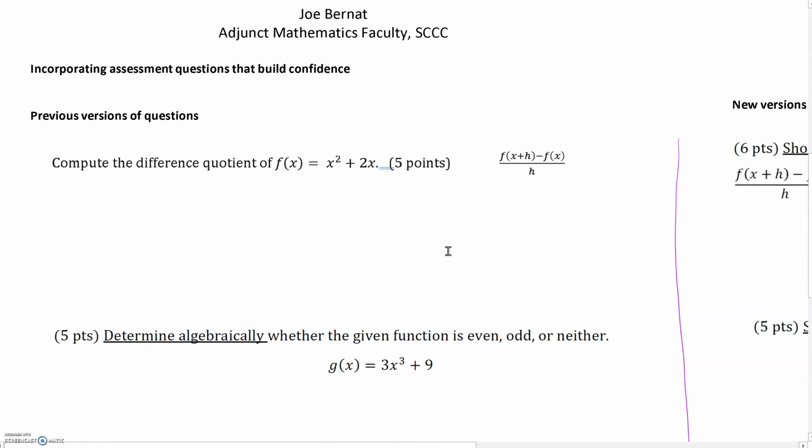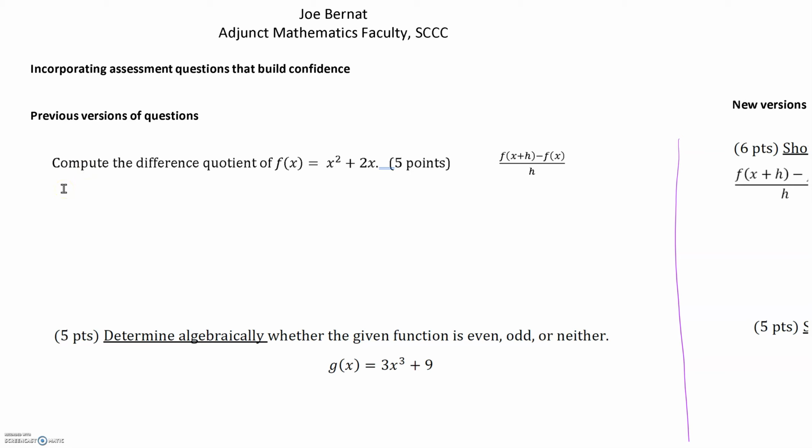As many of you might assume, students in lower level math classes or entry-level math classes have a little bit of a confidence issue when it comes to solving certain algebraic type questions. So what I have incorporated is to include the answer. Some examples would be asking students to compute the difference quotient.